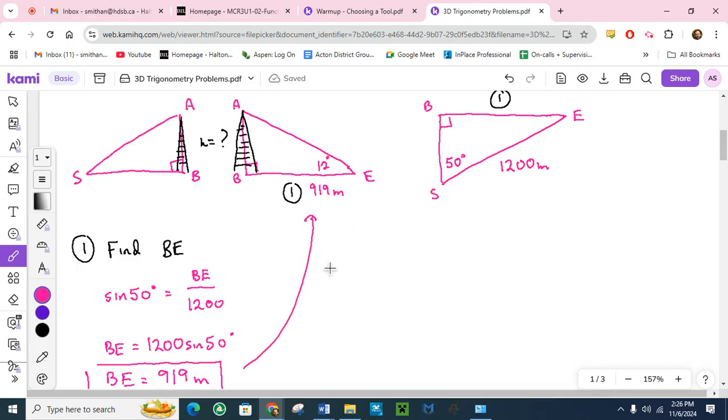And yeah, SOHCAHTOA one more time. Can you guys find the height? And we've got it. So you can call it AB, you can call it H, but we're using the tangent ratio here because it's the opposite side. So tan of 12 equals AB, or H, whatever you prefer, over 919.